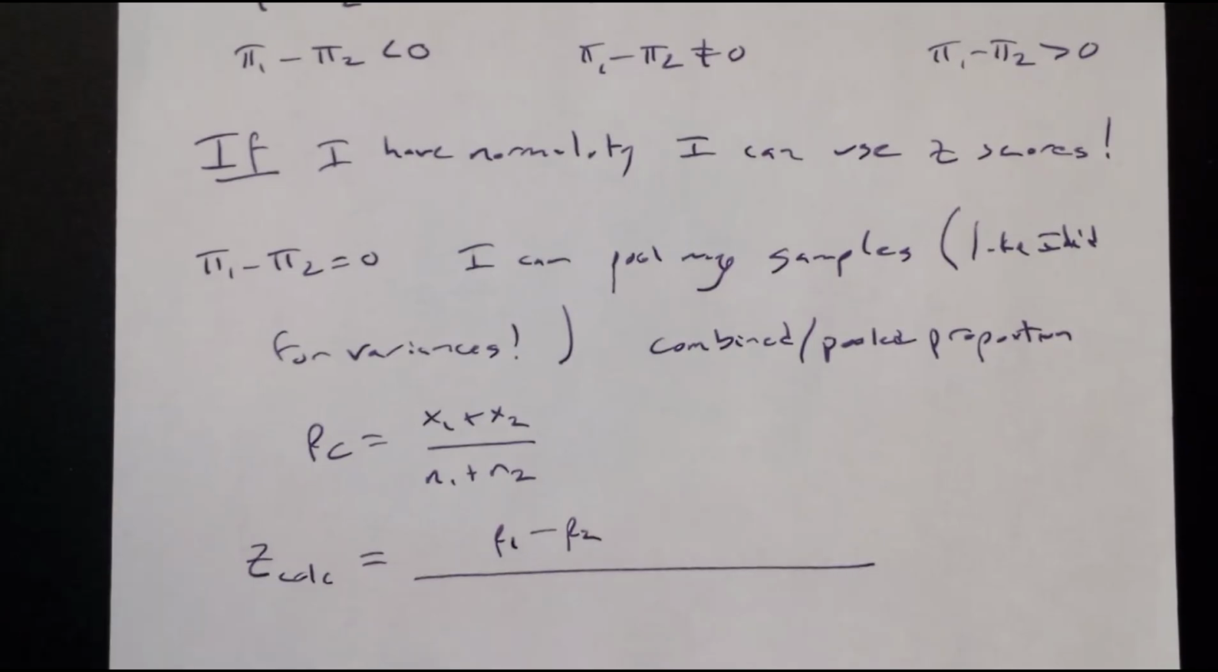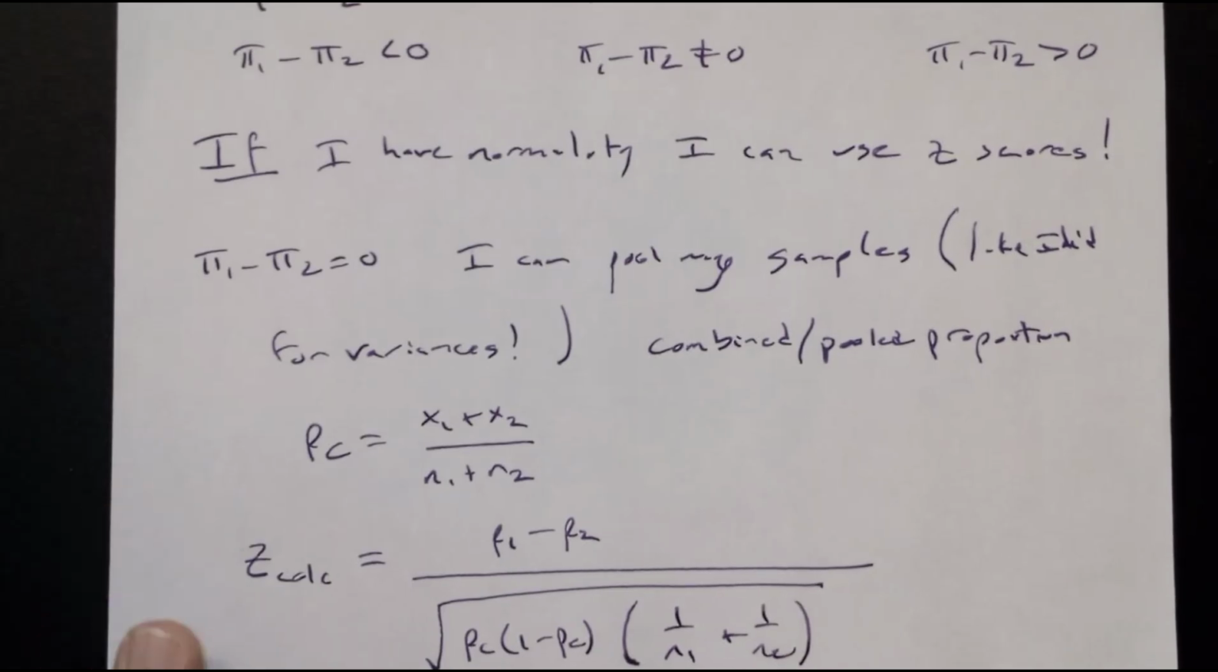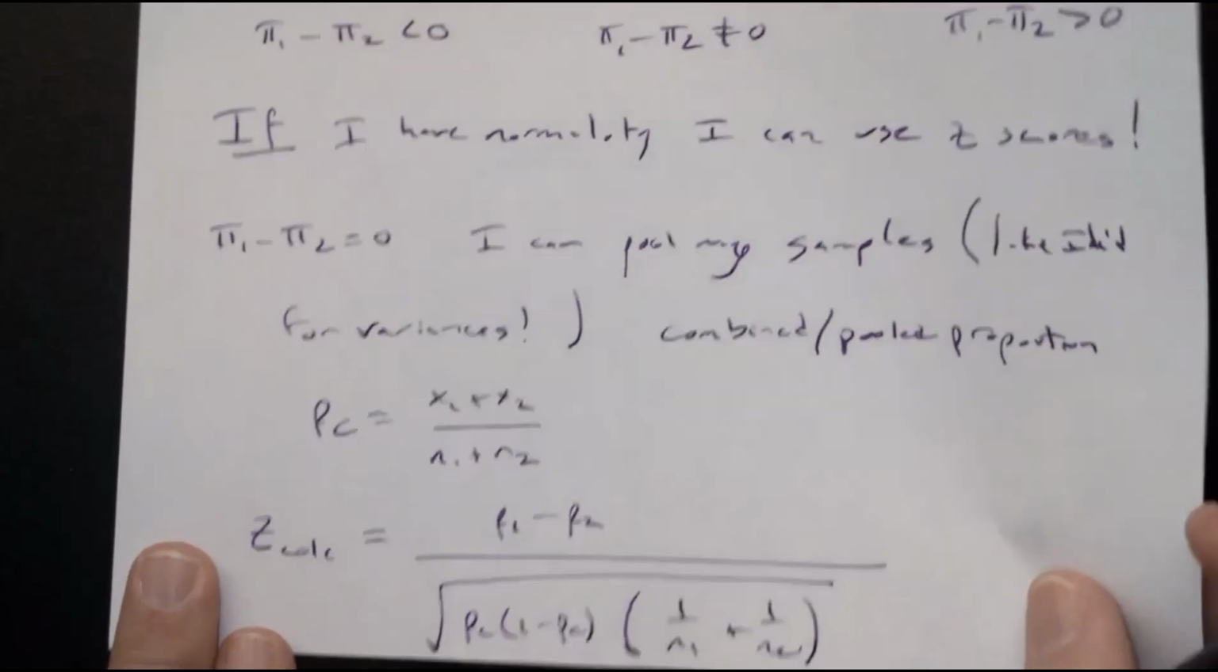Normally, I would subtract the difference here, right? But we were talking about this being 0, so there is no difference for me to subtract. And then I divide by the standard error. I'm dealing with proportions. The standard error is the ugly version of that formula. Big square root. PC times 1 minus PC times 1 over N1 plus 1 over N2. All of that is under the square root.